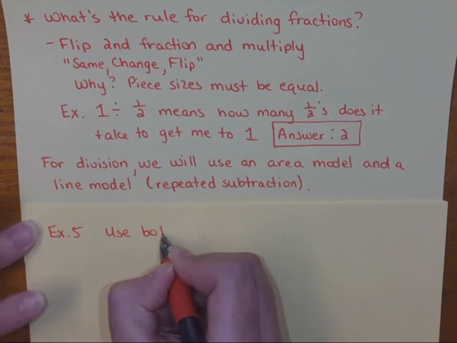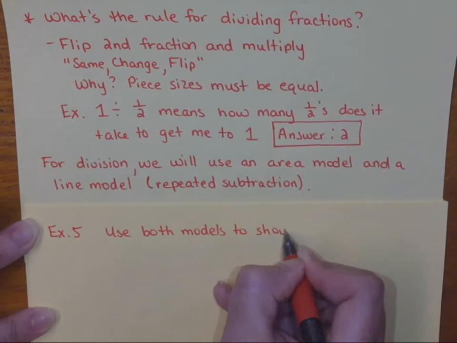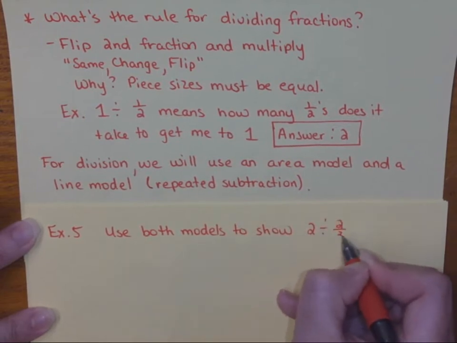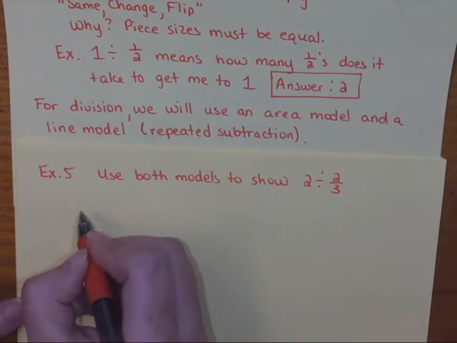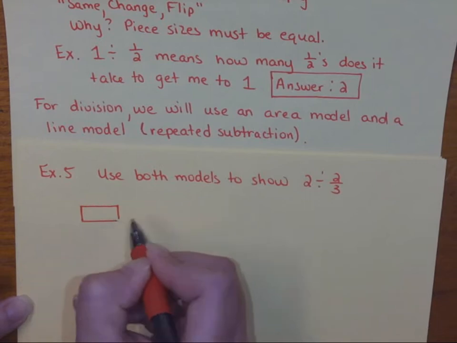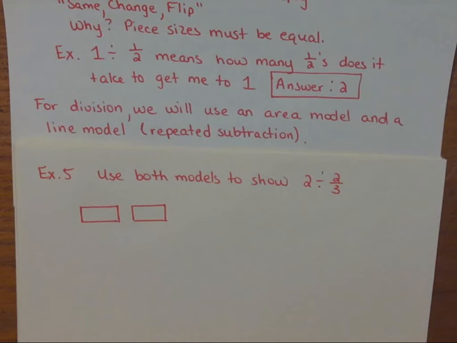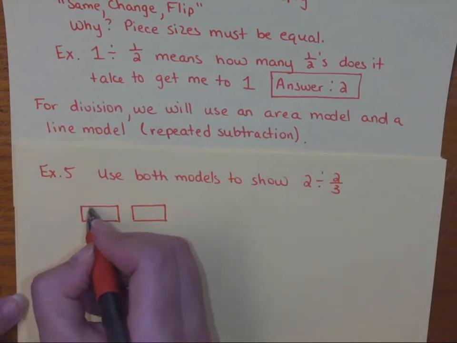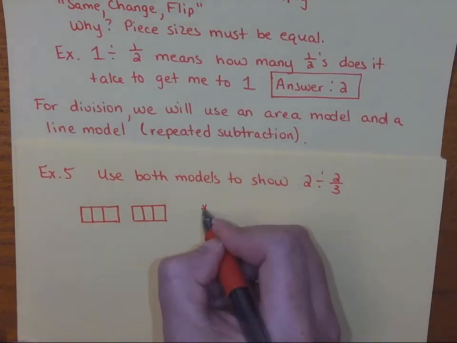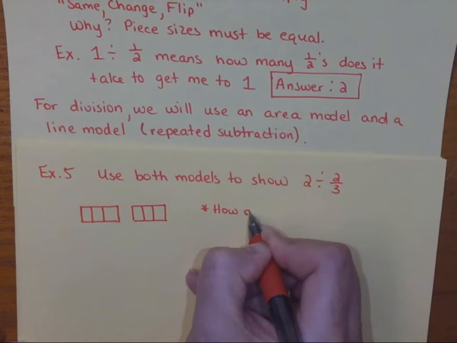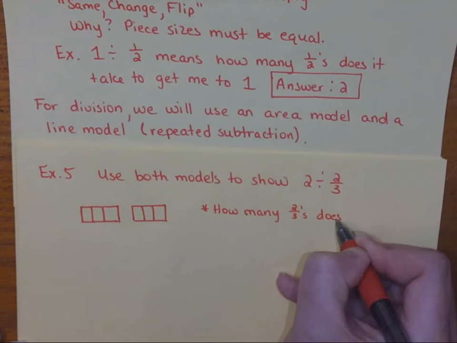All right, so I'm just going to say use both models to show 2 divided by 2/3. Okay, so the first thing you would do is start with 2. So we have 2 wholes. Okay, and we're going to separate those into thirds because that's the denominator that's present. Okay, so the question literally is, how many 2/3 does it take to make 2?